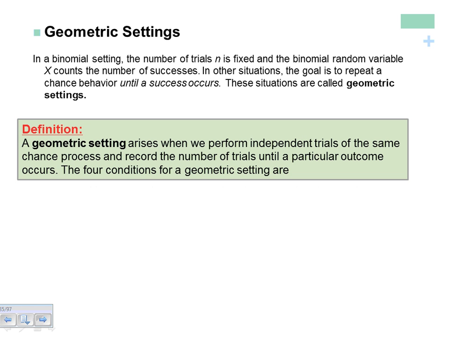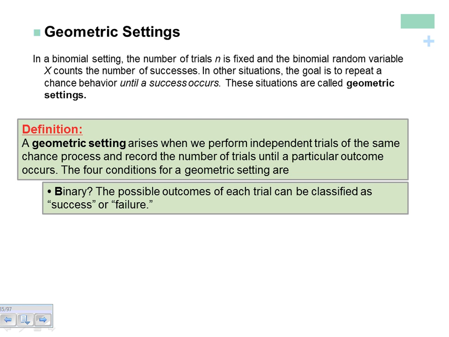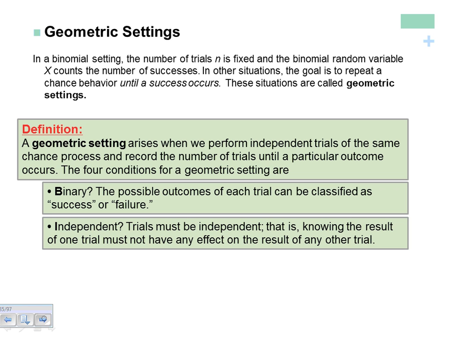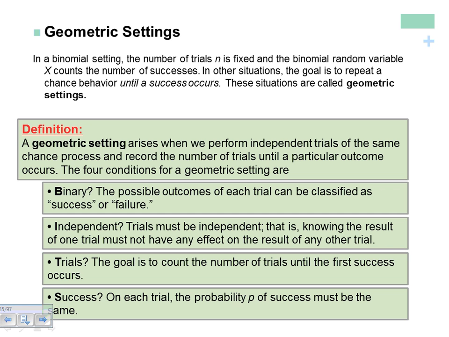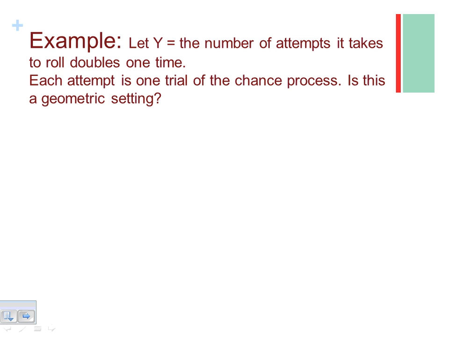All right, so now it's a little bit different. We're still going to check binary, independent, but instead of a fixed number of trials, we go until we get the first success. And success is still the same. So this is the only thing that's different from a binomial. Geometric is that you're going until you get a first success. You do not have it fixed. Not fixed. Fixed is binomial. So here, this is BITS, if you want to remember that.